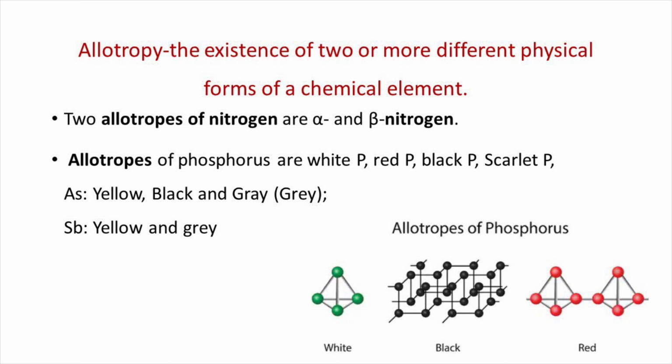The next general property is allotropy. Allotropy is the existence of 2 or more different physical forms of a chemical element. There are 2 allotropes for nitrogen, alpha and beta nitrogen, that is, cubic nitrogen and hexagonal nitrogen. Allotropes of phosphorus are white phosphorus, red phosphorus, black phosphorus, scarlet phosphorus, violet phosphorus, etc. The allotropes of arsenic are yellow, black and grey arsenic. Allotropes of antimony are yellow and grey.